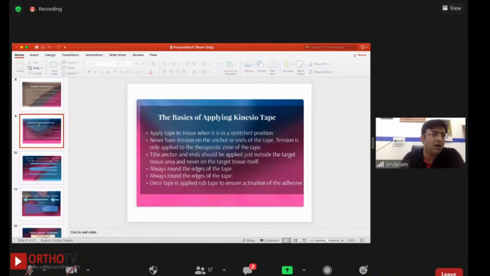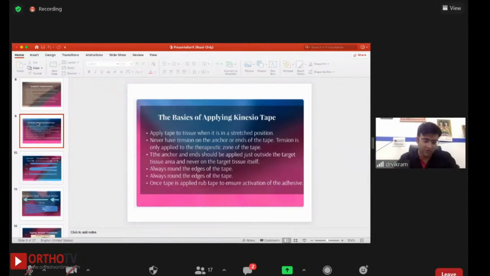We always round the edges of the tape so that it does not get peeled off because of rubbing of your clothes and anything other than that. Always round the edges of the tape. Once the tape is applied, rub the tape to ensure activation of the adhesive.